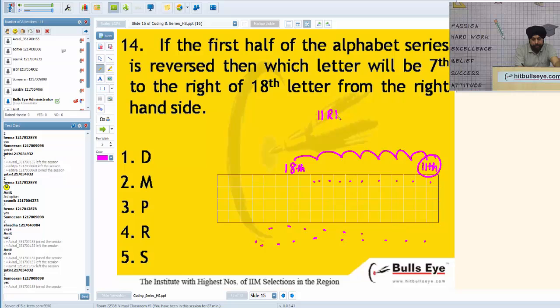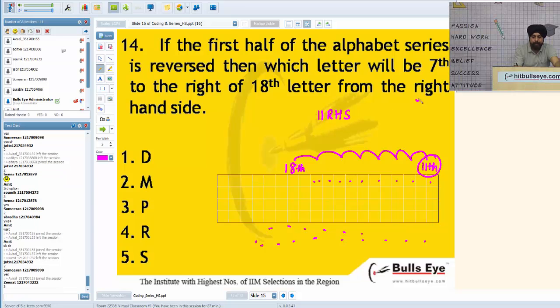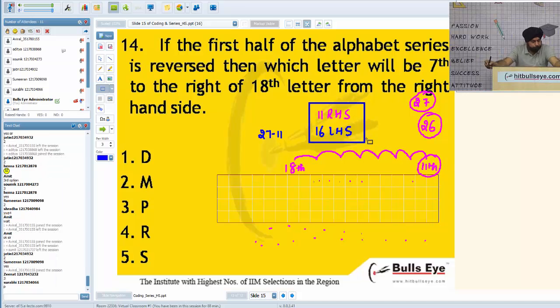Before answering this, I'll ask you, as we learned in that 27 question, we know there are 26 alphabets. So 11th from the right hand side will occupy which position from the left hand side? Students, you just subtract 11 from 27 and reach at 16. This means the letter which will acquire 16th position from the left hand side shall become your answer.